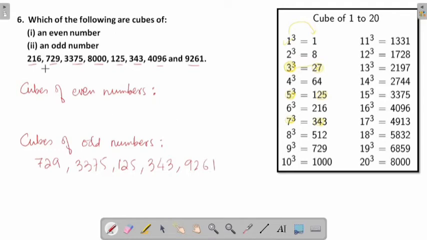Now the leftover numbers, that is 216, which is an even number, will be the cube of an even number. Next we have 8000, and next we have 4096. So these are the cubes of even numbers and these are the cubes of odd numbers. Okay, pause the video and note down your solution.